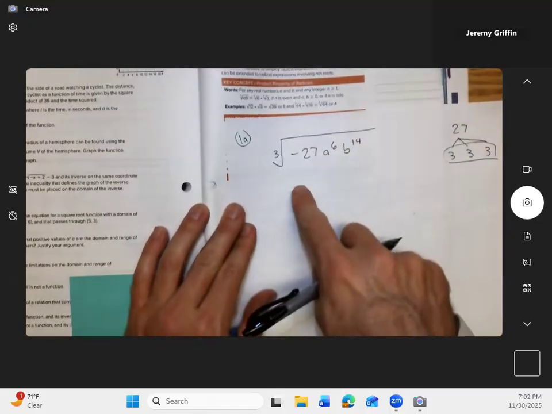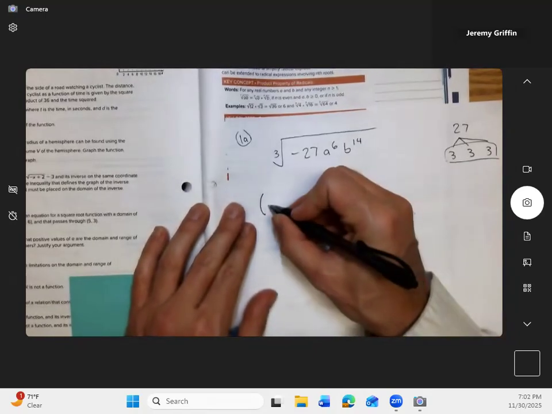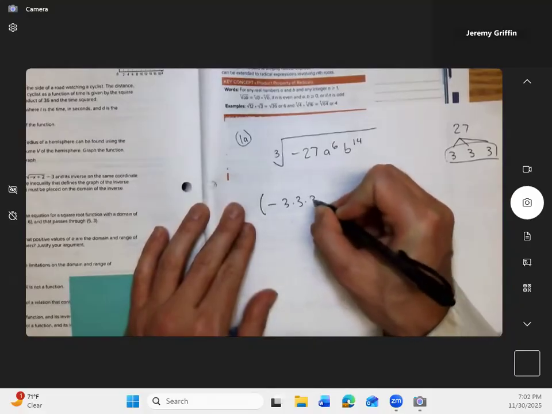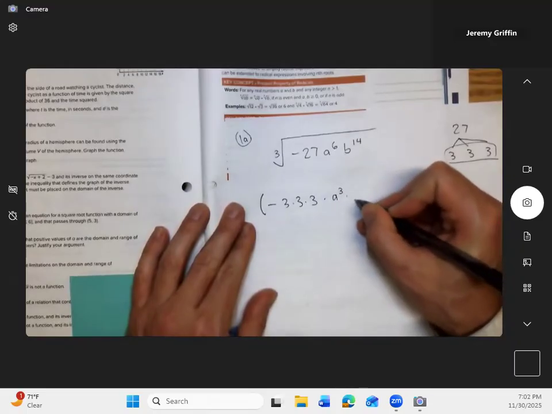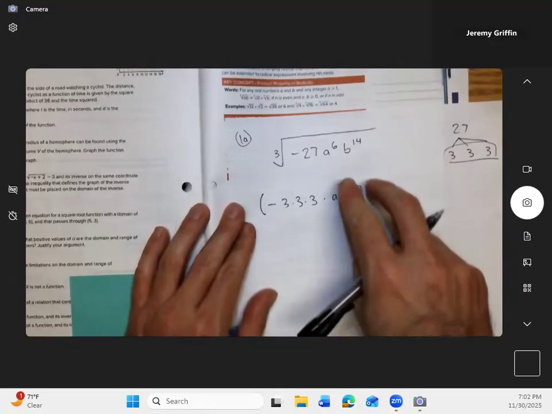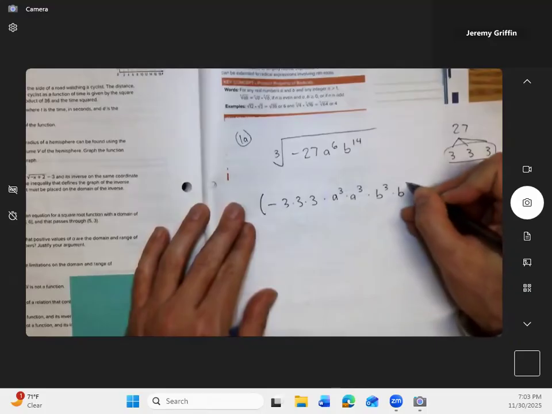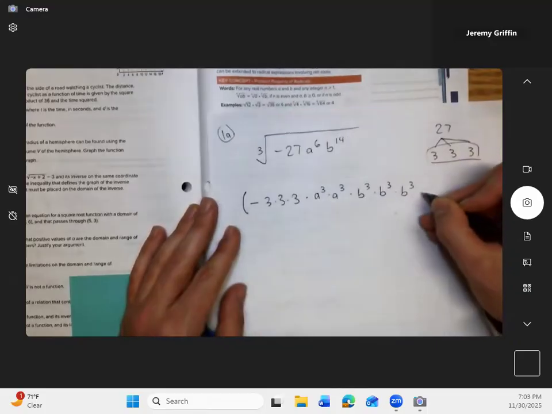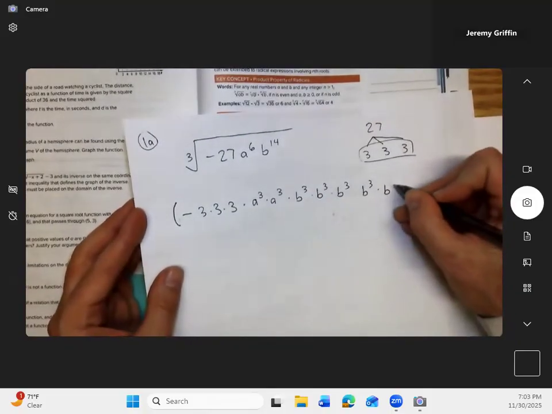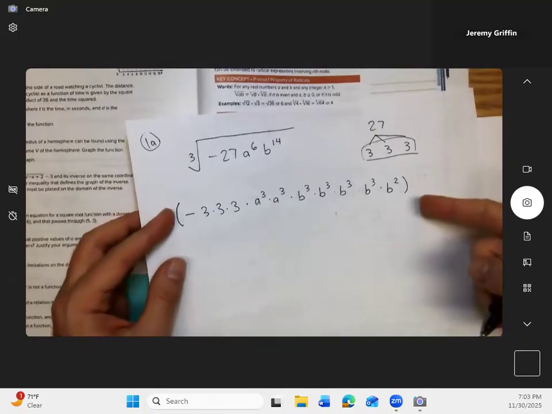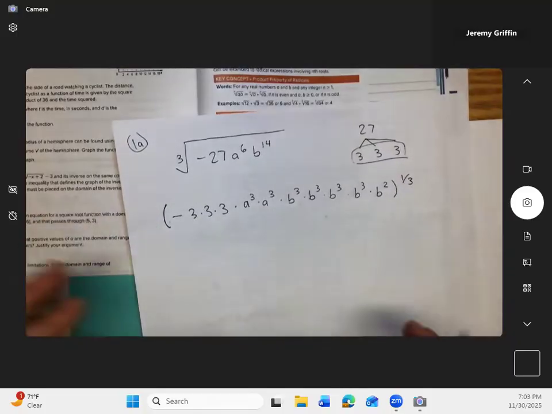Let's do the cube root. Just for funsies, I'll rewrite this cube root as a 1/3 power, just to remind you guys you can do that. So 3 times 3 times 3, a to the 6. Isn't that like a to the power of 3, a to the power of 3? That brings you up to 6 a's multiplied. And then b to the 14. Well, there's 3 b's, 6 b's, 9 b's, 12 b's. Ooh, but we're running out. I just need 2 more b's to bring it up to 14. I could throw this all under a cube root, or I could take it all to the power of 1/3, however you like. It's the same idea, right?